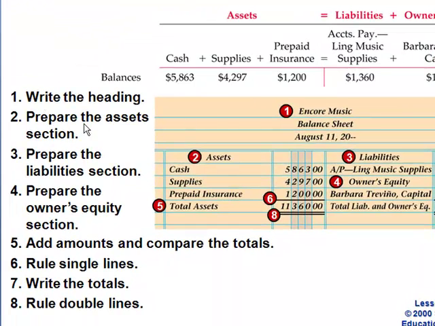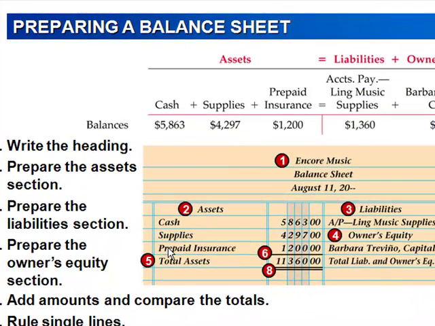We did that. Step two, prepare the assets section. Notice that the assets is centered. Make sure that it's centered. Okay, and then we want to have all of our assets left aligned. The three assets that we have right now are cash, supplies, and prepaid insurance. So the assets, cash, supplies, prepaid insurance are listed right here.